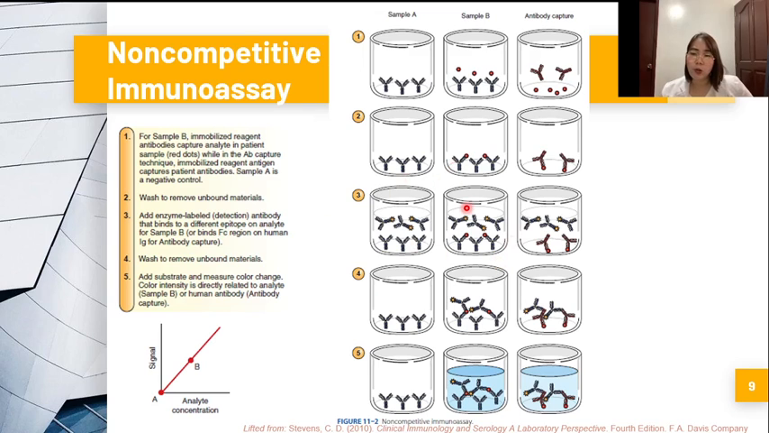Ito na rin class yung competitive and non-competitive ELISA. No? You will just use enzyme as your label, and the reaction is a color change. So for competitive ELISA, the more color change means the lesser patient antigen, and for non-competitive ELISA, the higher the color change reaction or the higher the color intensity, the higher the patient antigen is detected or present. Okay.